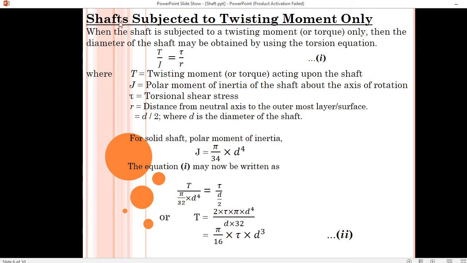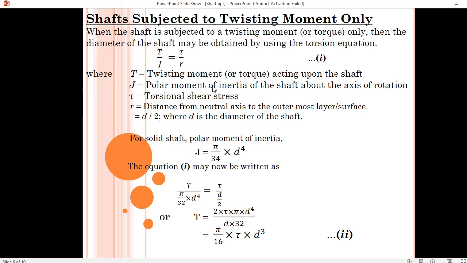Next, when a shaft is subjected to twisting moment only, the diameter of the shaft may be obtained by using the torsion equation. As we know, the torsion equation is T by J equals tau by R. So what is T here? T is the twisting moment or torque acting on the shaft.